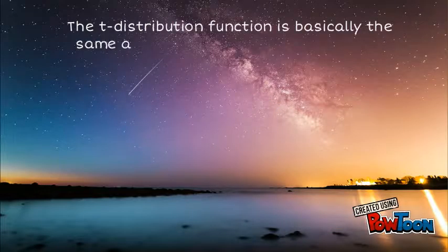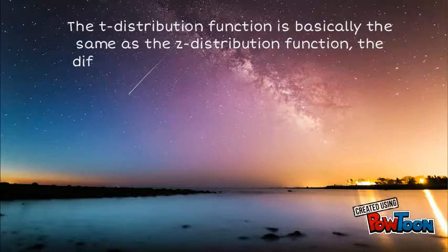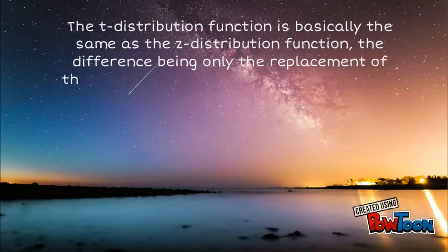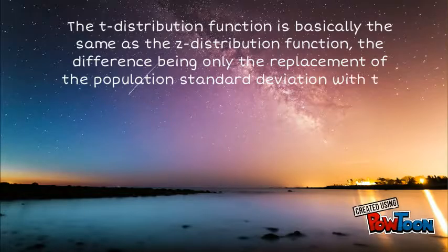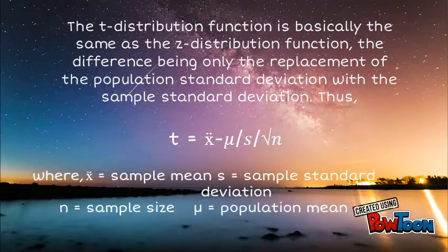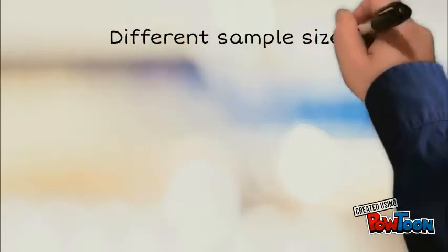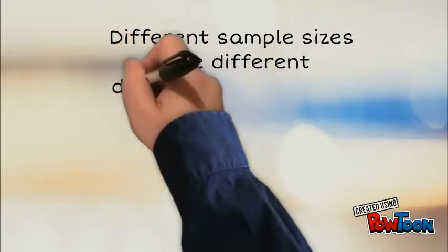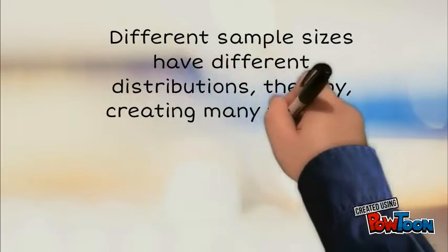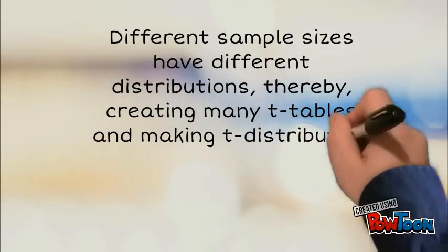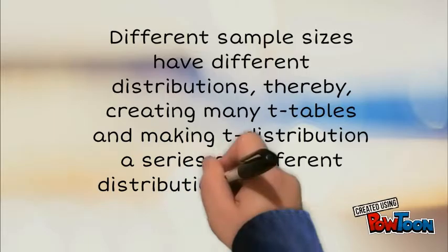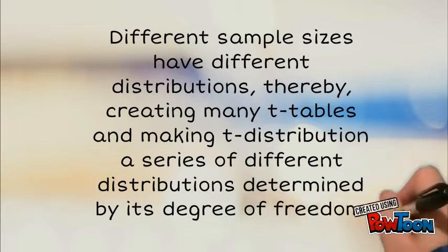The t-distribution function is basically the same as the z-distribution function, the difference being only the replacement of the population standard deviation with the sample standard deviation. Thus, t is equal to x-bar minus mu over s over the square root of n. Different sample sizes create different distributions, thereby creating many t-tables and making t-distributions a series of different distributions determined by its degree of freedom.